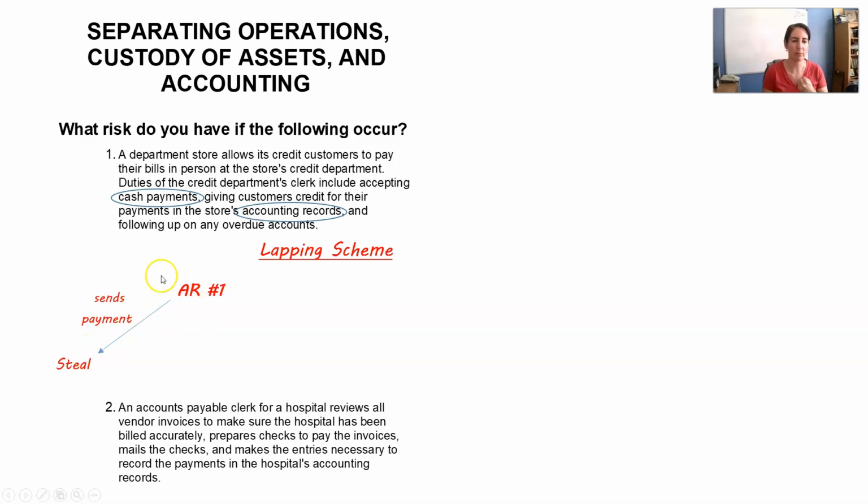First accounts receivable, payment gets sent in, and it gets stolen, right? The accounts receivable person has taken the money. Well, the way they're going to cover their tracks is, let's say the second accounts receivable comes in. A second person then sends payment. Person number two's payment then gets applied to person number one's outstanding receivable. So what happens here? Accounts receivable number one looks like it was paid. I still have the money in my pocket because I stole it. And now you've got this person who's got an unpaid receivable out there.